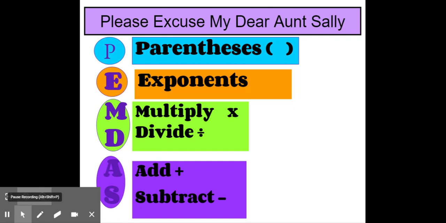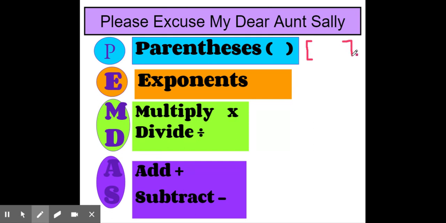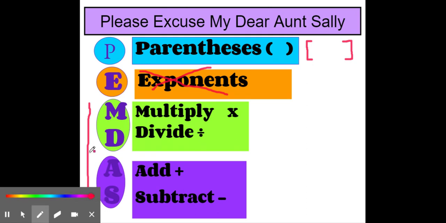With each problem that you work out, you have to solve what's in parentheses first. Sometimes there are also brackets, and this is what a bracket looks like. Sometimes you may have more than one parenthesis or more than one bracket, but you solve from left to right. Now, in 5th grade, we do not have to worry about exponents, but we do have to worry about multiplication and division, and addition and subtraction.